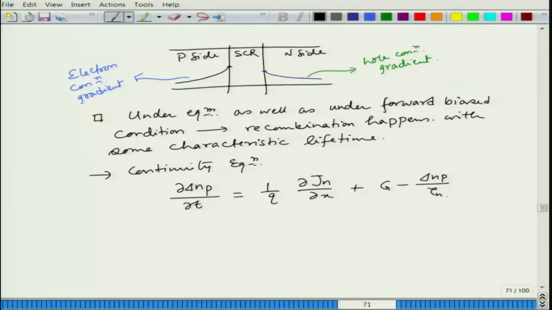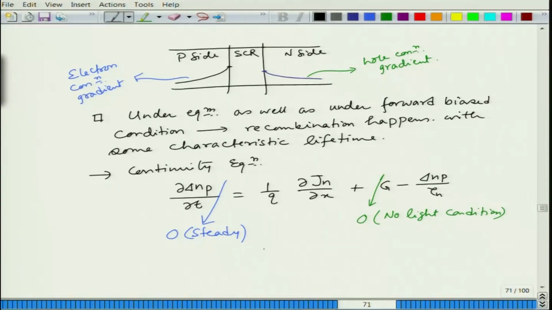So, under steady state, this term will be 0, right, and if there is no generation, that means no light falling on the diode, that term will also be 0. So, under no light condition, no light or any form of energy going in, that will not generate anything. So, what terms we are left with is this term, right.